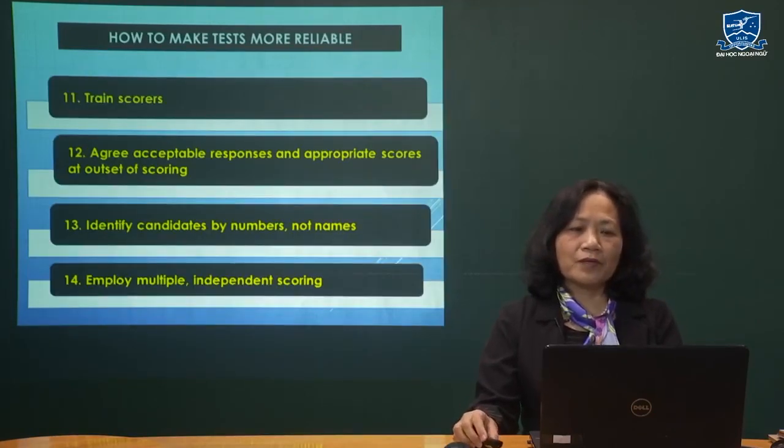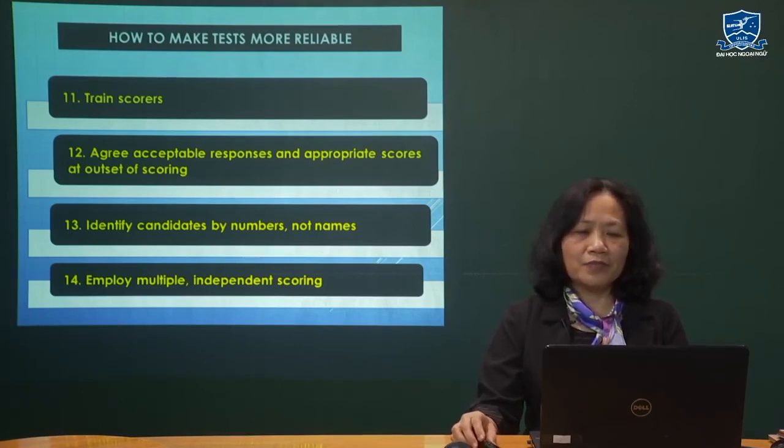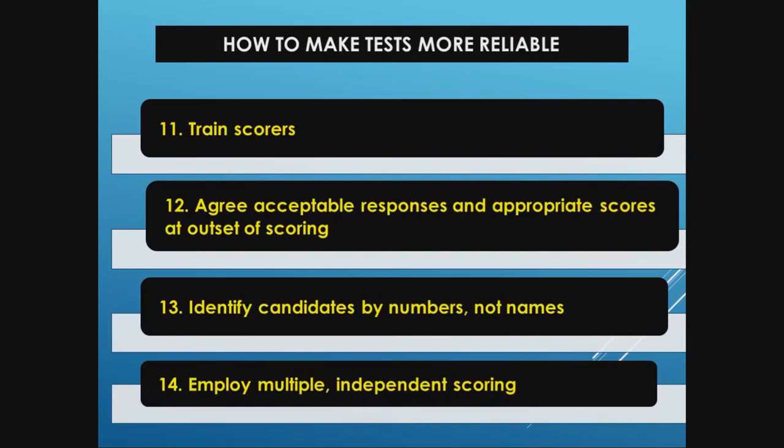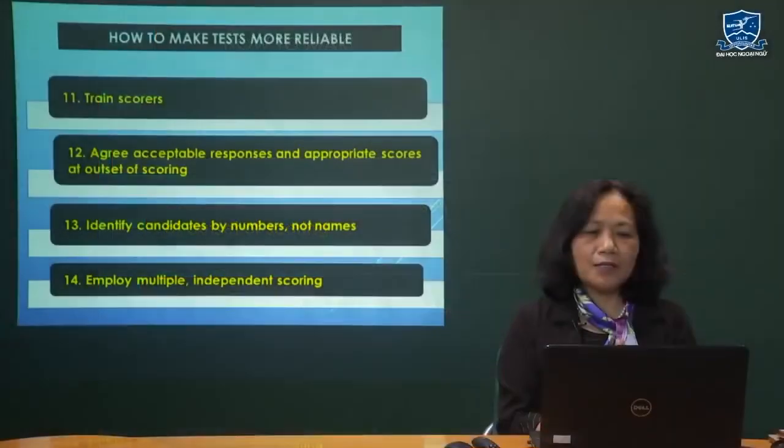And we have some more things to do to make the test more reliable. Scorers should be trained, and scorers should meet together to agree on acceptable responses and appropriate scores for the acceptable responses at the very beginning of scoring. One thing which is also very important is to identify candidates by numbers, not names, to avoid bias. And the last one, employ multiple independent scoring so that the test papers are scored and rescored so that no errors are made. So these are the ways that we have to do to make the test more reliable.